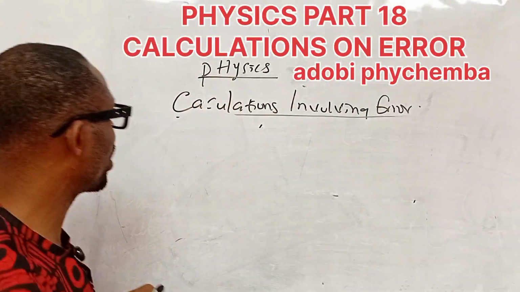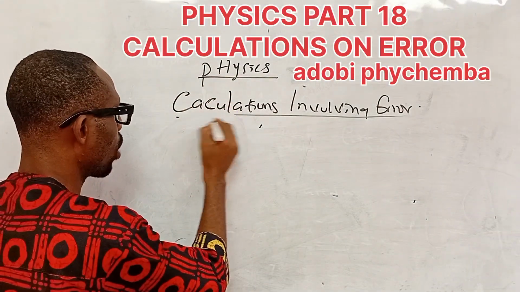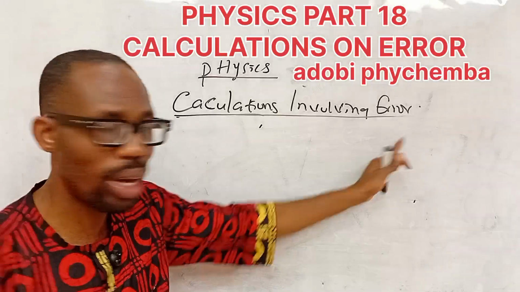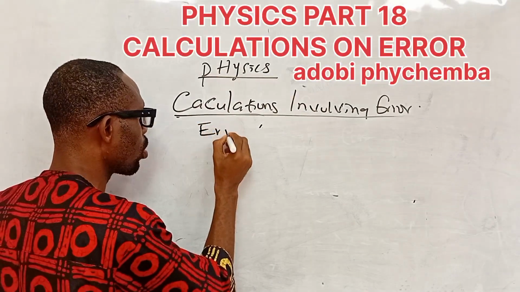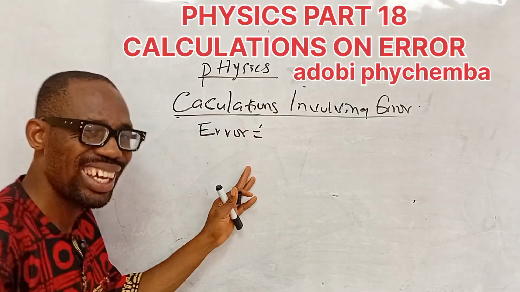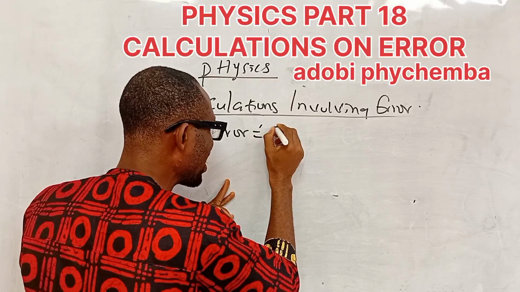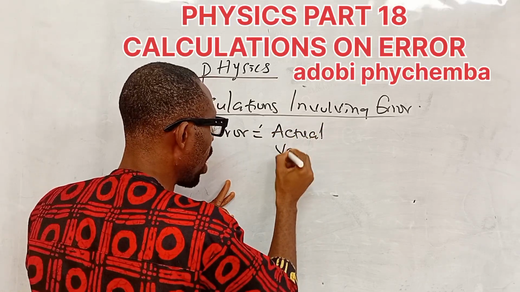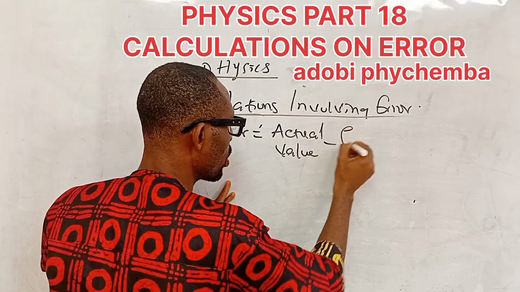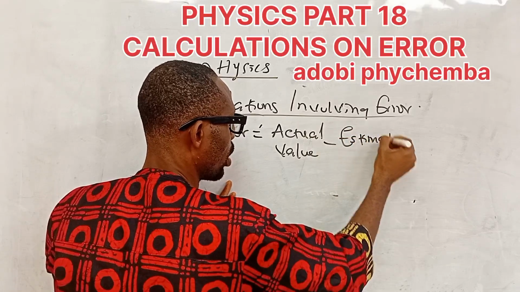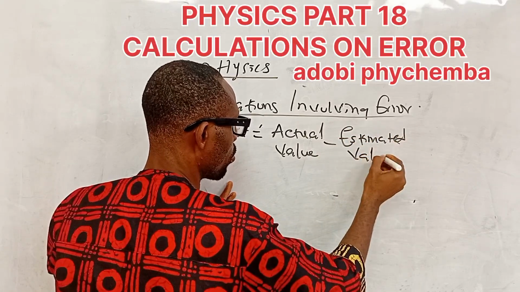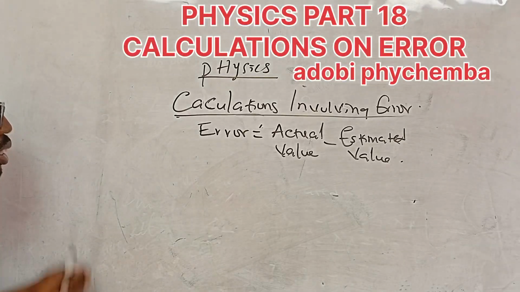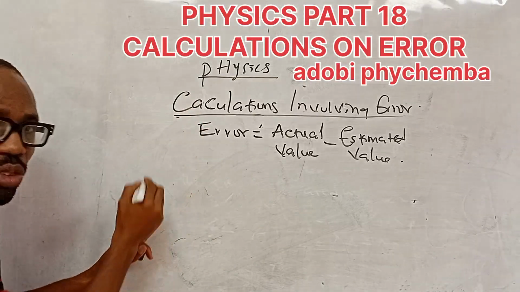Now, today we are looking at calculations involving error. And I told you, error is the difference between the actual value and the estimated value. So we looked at what error is, and now we want to look at calculations involving error.